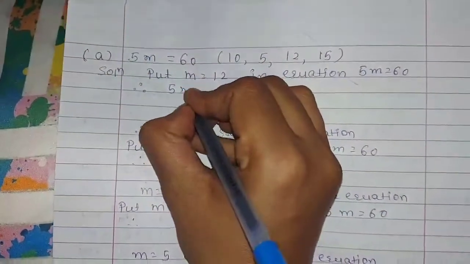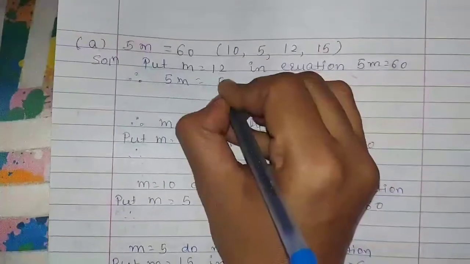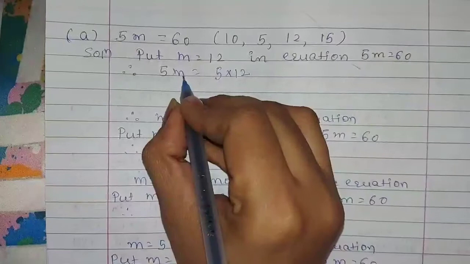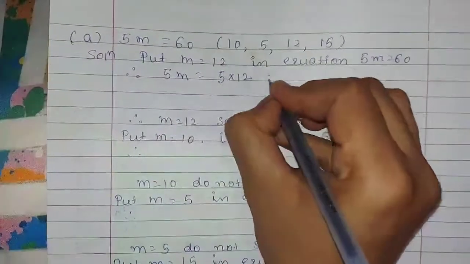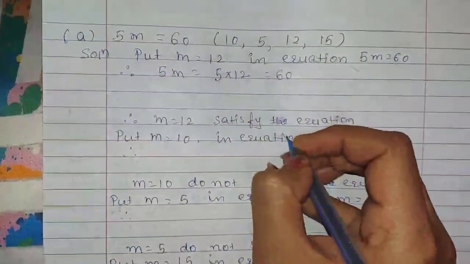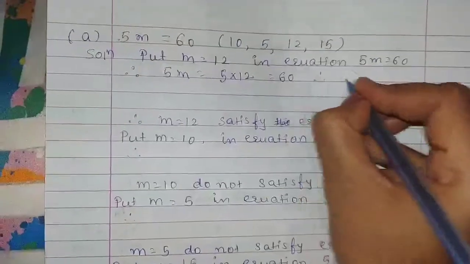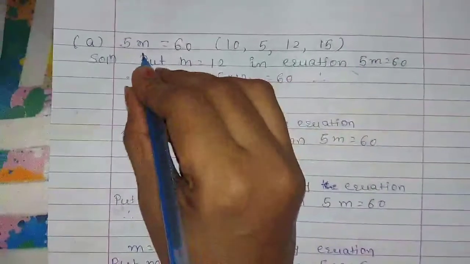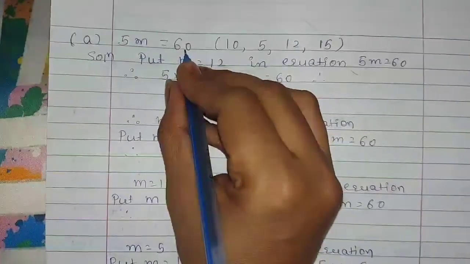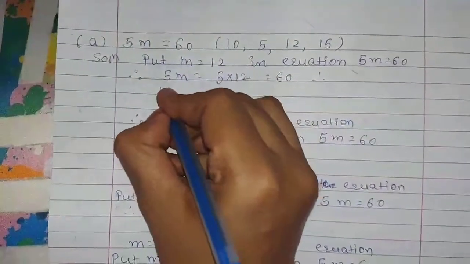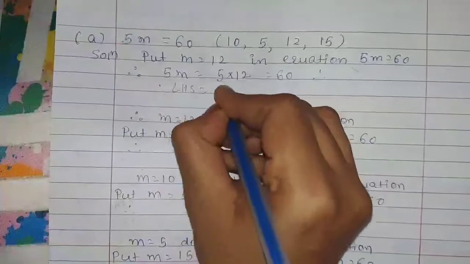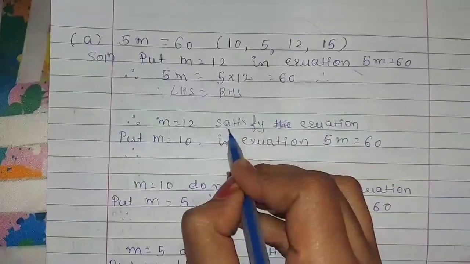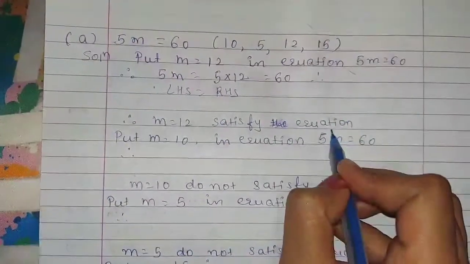Therefore, 5m equals to 5 multiplied by 12. We are substituting m equals to 12. 5 multiplied by 12 equals to 60. Therefore, what we get? 60 is our LHS and RHS is also 60. Therefore, LHS equals to RHS. Therefore, m equals to 12 satisfies the equation.